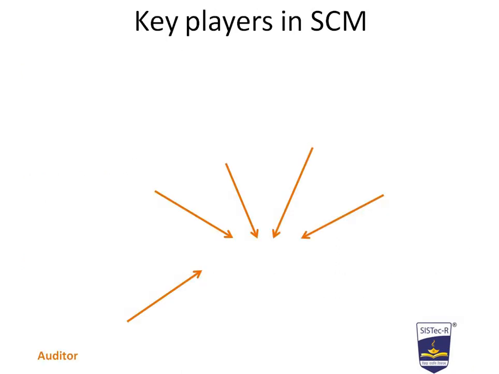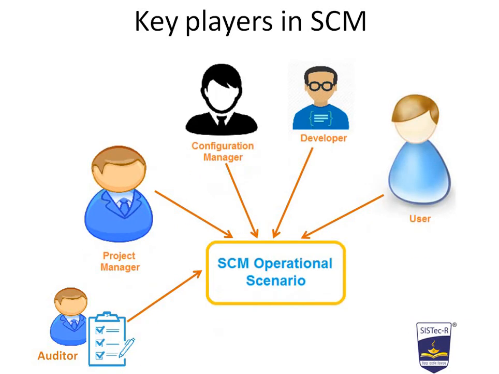Now, what are the key players in SCM? You can see 5 arrows are there, so obviously there are 5 players, where the first player we can say is the auditor. Actually, the role of the auditor comes at the last, because it audits the things done by the other players. So who are they? Let's understand that.